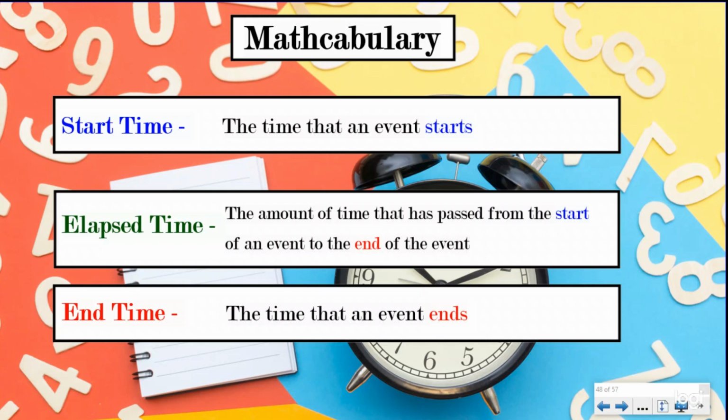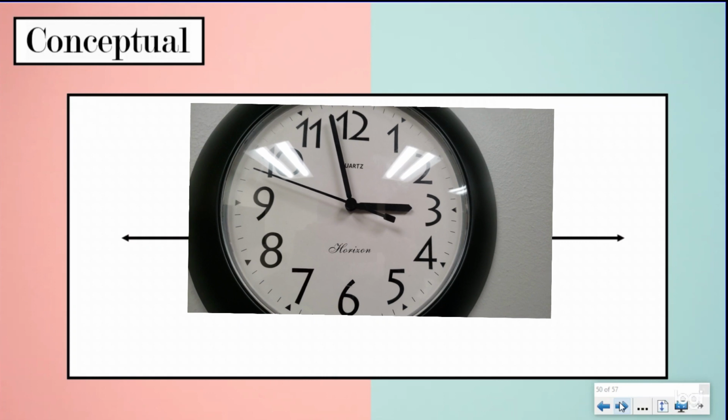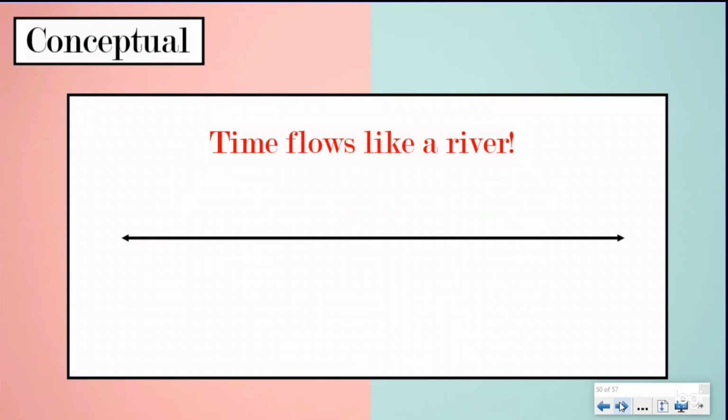Let's take a look at a visual model to help us visualize these math vocabulary words. Here we have a timeline, okay? We picture time on a timeline instead of on a circle because time flows like a river. When we think about time, we think about a clock going in circles, but time really never ends. So it's kind of like the number lines we've been using since first and second grade, right? Let's see how we can use this timeline to help us solve these math problems.